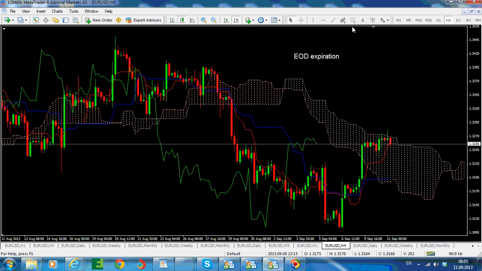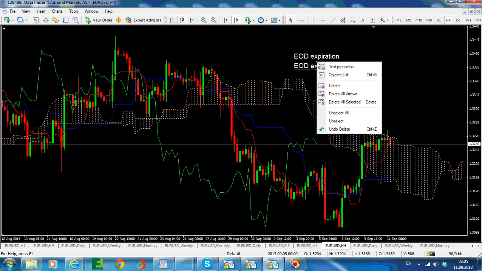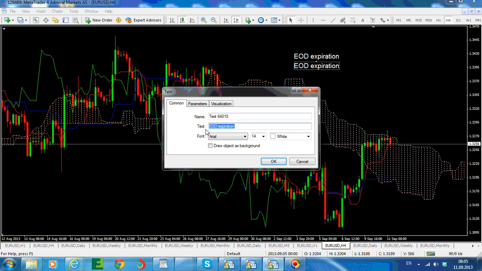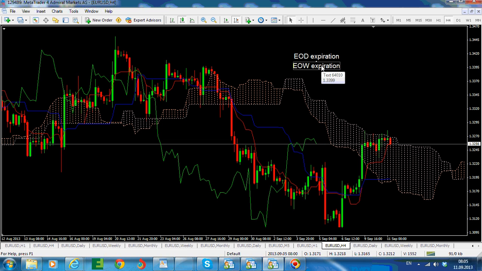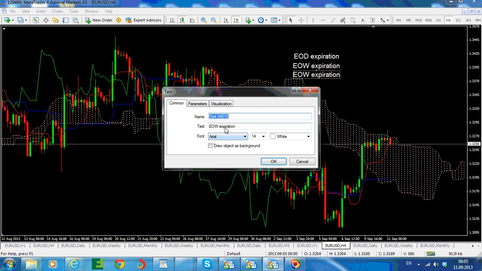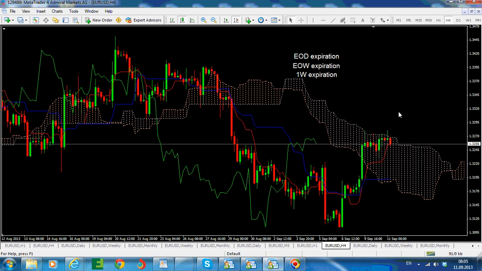Of course, we are looking also for end of week expiration in order to avoid consolidation or in order to take advantage of consolidation, so end of week expiration, or we might have also 1 week expiration. That should be enough for this kind of options, depending very much on the pattern or the situation you might have.